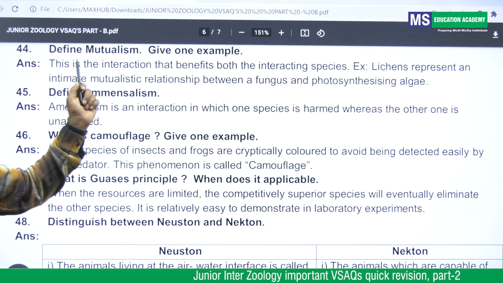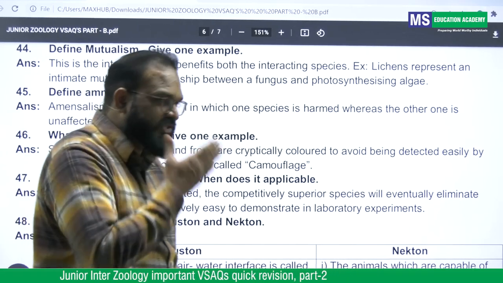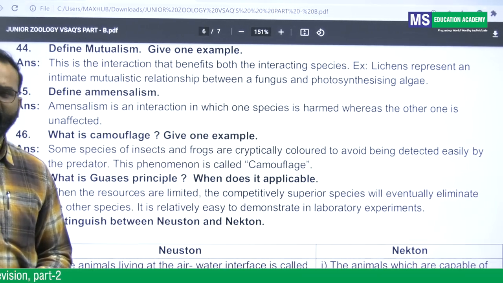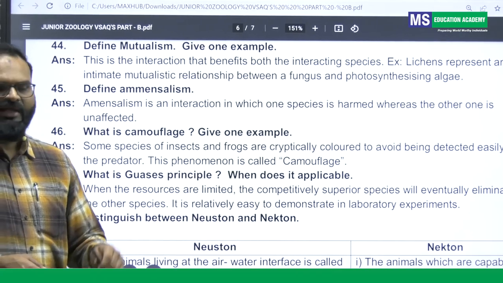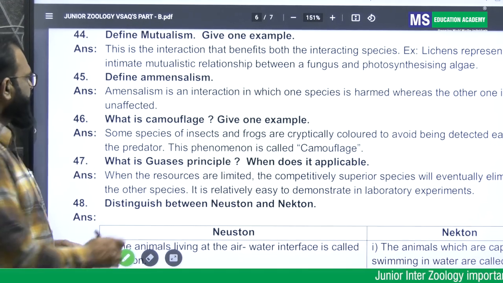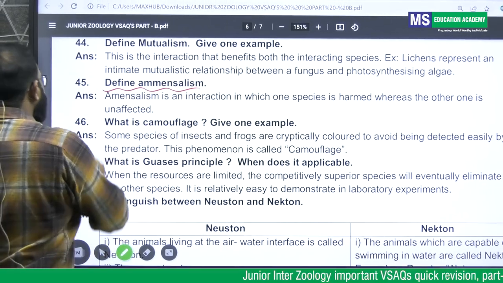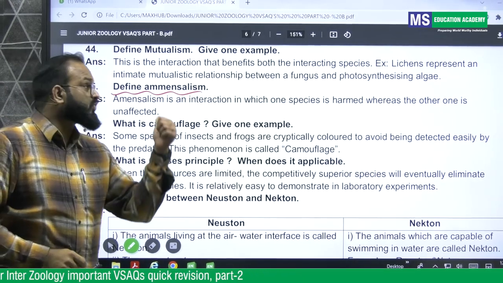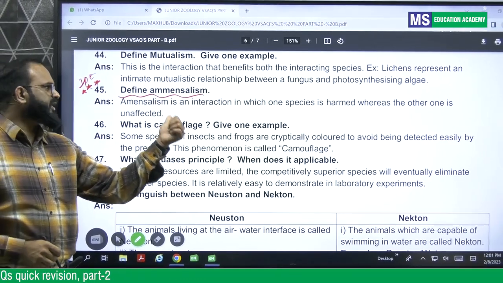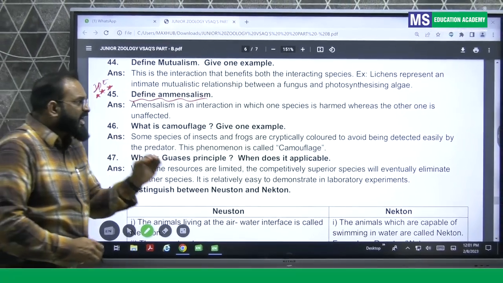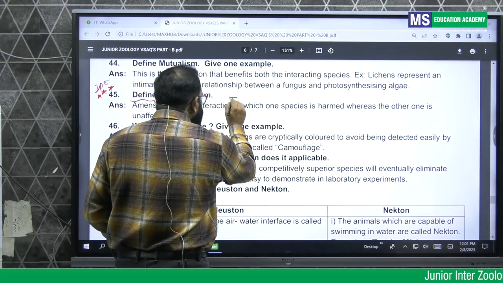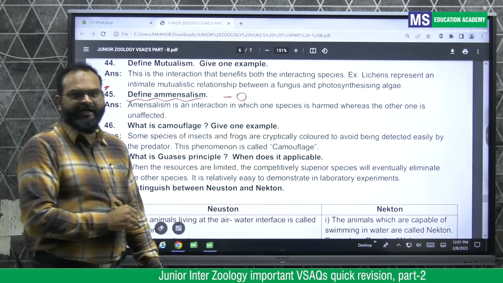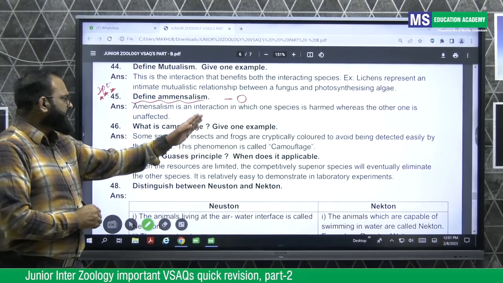Mutualism is a type of interaction where both the interacting species will be benefited. For example, lichens. As you know, lichens are formed by the association of algae and fungi. Next, define emensalism. Students, this is a very important IPE question, and even in NEET this question was asked twice in the previous years. Emensalism: the type of interaction in which one species is harmed, and the other one is neither benefited nor harmed, it will remain neutral.